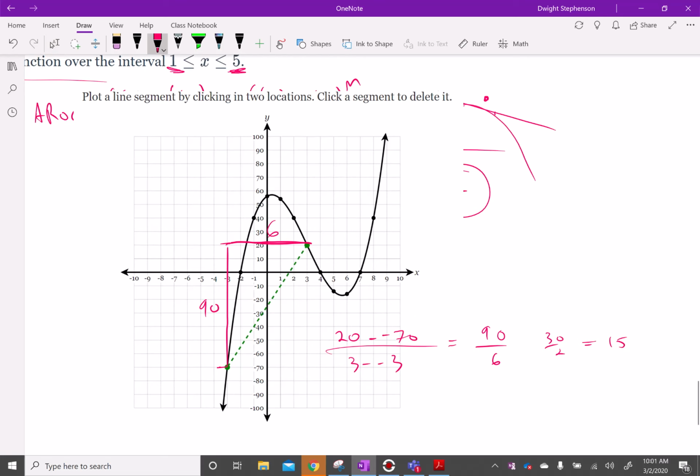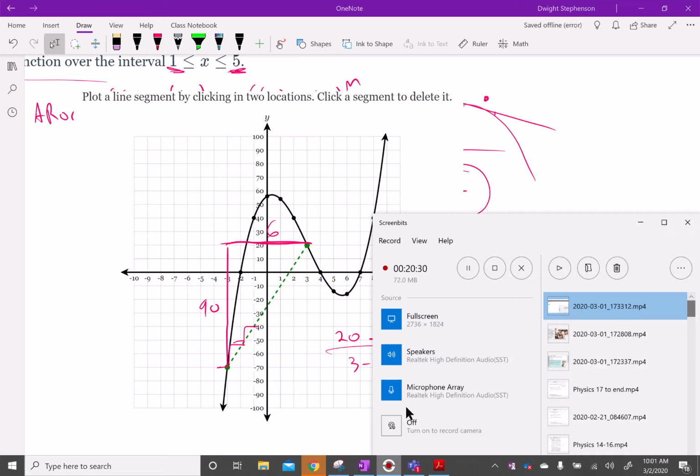Which means if I go over 1, I go up 15, right? So that right there is a change in 15. That's every step you should go up by 15, which it looks like that's about right. All right, next one.